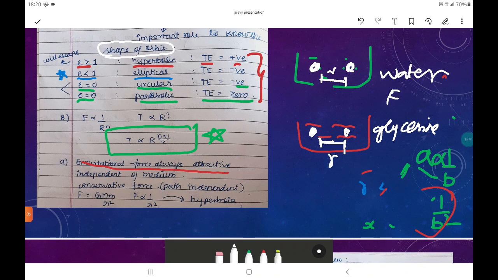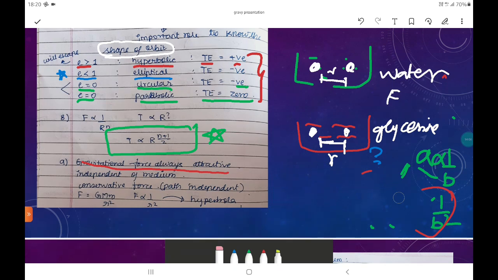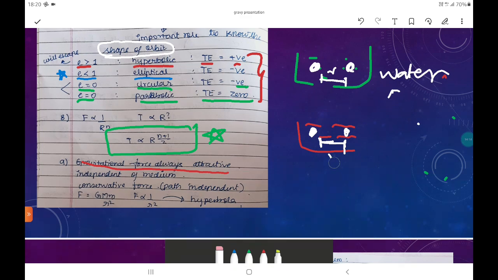Now if you see the equation of gravitational force of attraction, what does that say? F is equal to G M upon R square. According to this equation, if mass is same, G is a constant, R square is same, and someone asks you what is the gravitational force in the glycerin medium, the masses are same, the distance is same, so the gravitational force won't change. It will be the same only. It will not depend upon the medium. So you need to remember that whatever the medium is, gravitational force won't change if the masses are same, the bodies are same, and the distance between them is same.